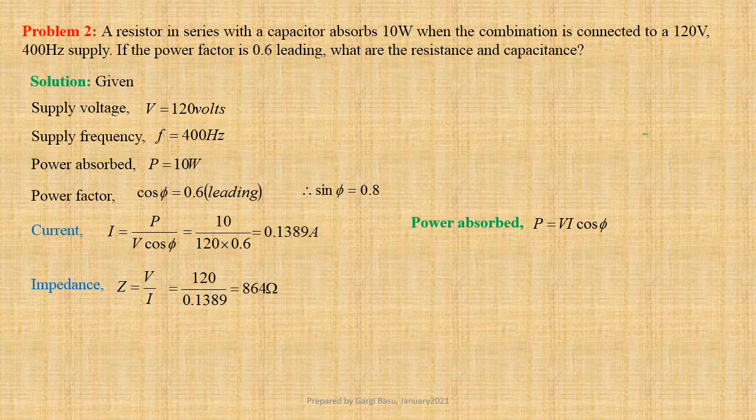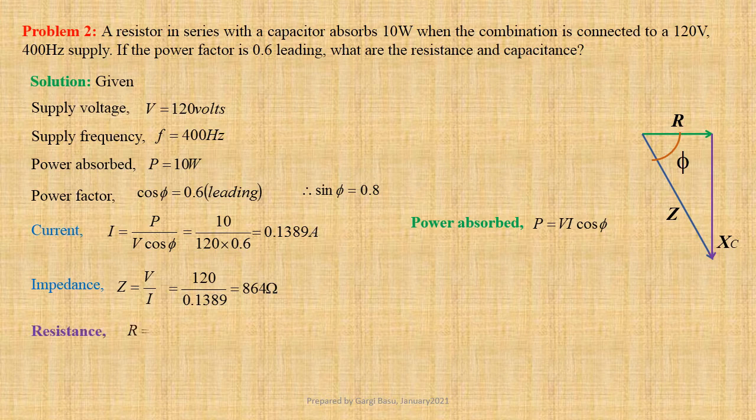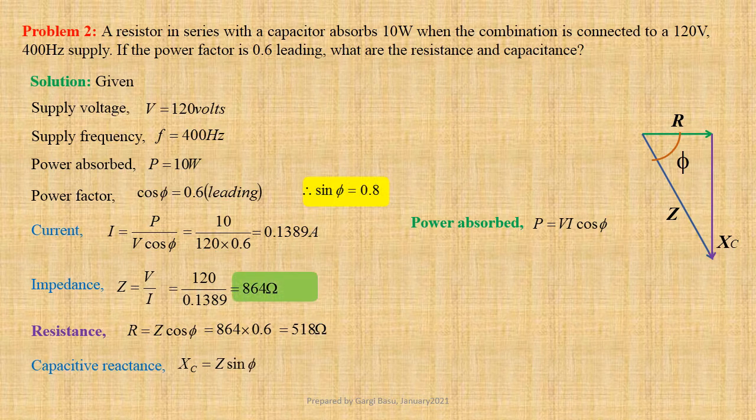Now we shall draw the impedance triangle. From the impedance triangle, we get resistance R equals Z cos phi, that is equal to 864 into 0.6. That gives us 518 ohm. Capacitive reactance Xc equals Z sin phi, that is equal to 864 into 0.8. That gives us 691.2 ohm.